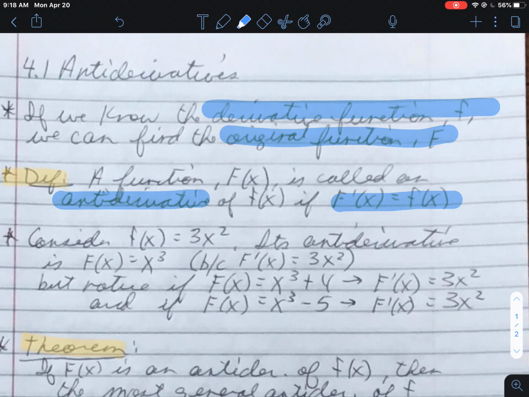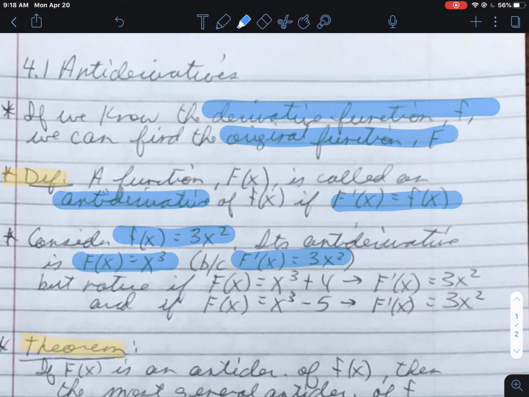So if we consider the function little f of x equals 3x squared, we want to find its antiderivative. So the question there is, what is 3x squared the derivative of? Well, cap F of x equals x cubed. If we differentiate that function, cap F prime of x is 3x squared. So since the derivative of x cubed is 3x squared, that makes x cubed an antiderivative of 3x squared.